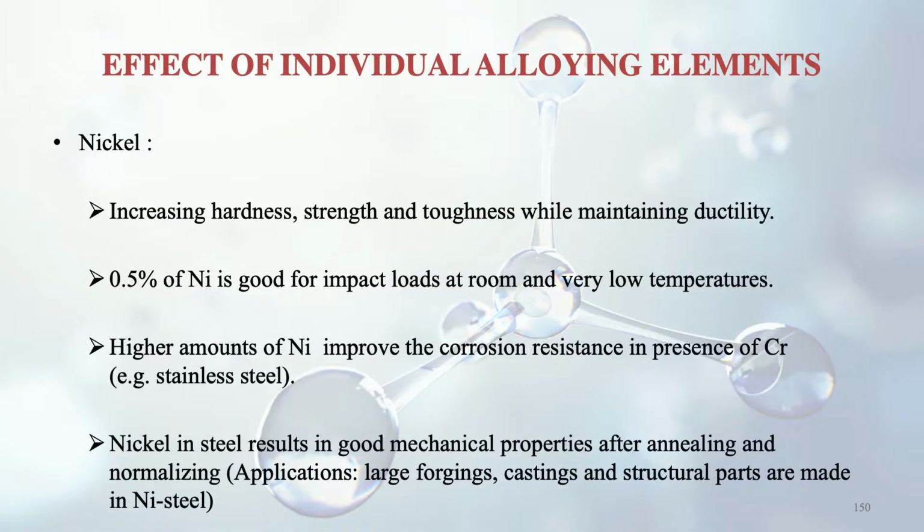Nickel in a steel will result in good mechanical properties after annealing and normalizing. So after these heat treatment processes like annealing and normalizing have taken place, nickel still acts as a very good alloying element. This particular application we can see in large forgings, castings and structural parts made of Ni steel. So nickel is a very good element for alloying steel.